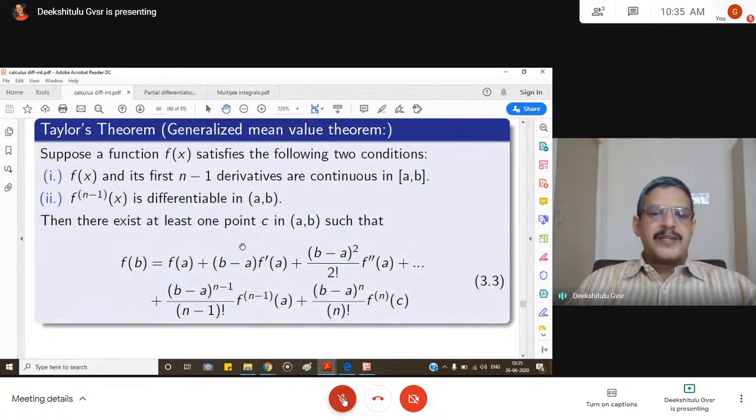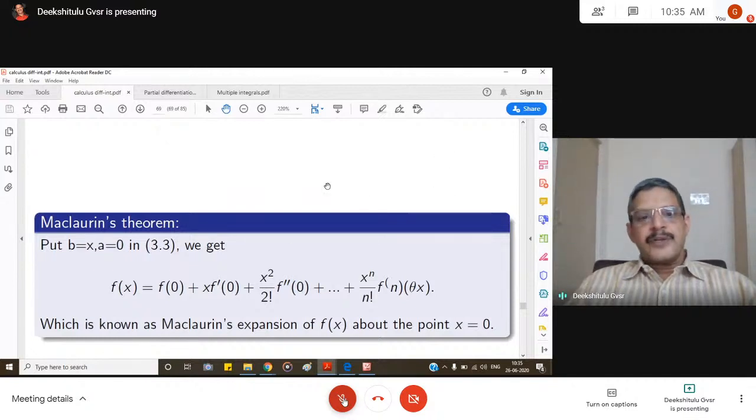Then there exists at least one point c in the open interval (a, b) such that f(b) is equal to f(a) plus (b minus a) f'(a) plus ((b minus a) whole squared by 2 factorial) f''(a), and so on and so forth. This is called Taylor's theorem.